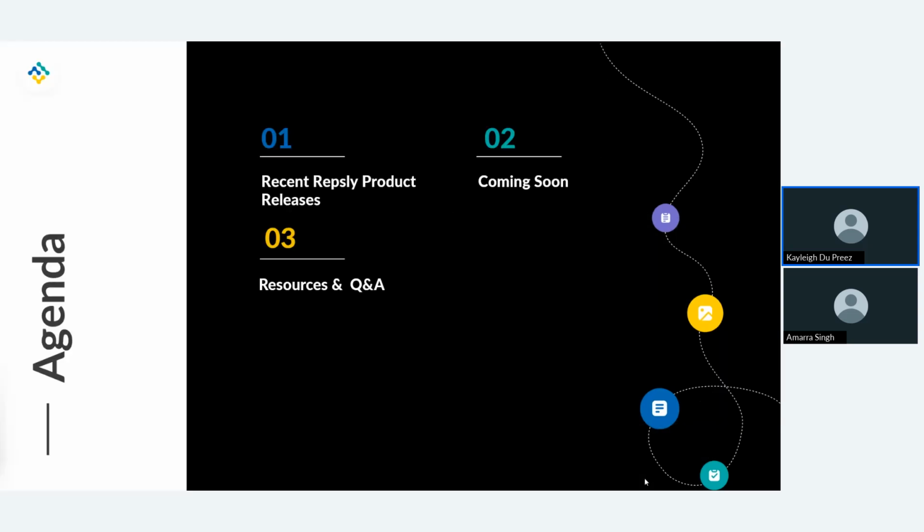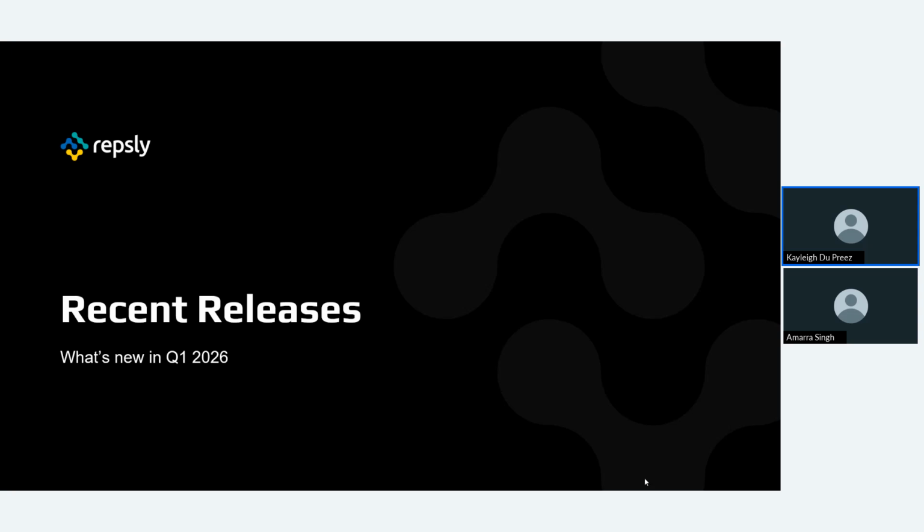Okay, so our agenda, as usual for today, is the recent Repsly product releases, so what has been released in Q1 so far. Then we'll go into what is planned for the upcoming quarters. Just to note, we're not going to have precise timelines on that, but once we do, we will make sure to share that communication with you. And then resources and Q&A right at the end. All right. If everyone is ready to hop in, you can give me a thumbs up, and then we can proceed with the recent releases.